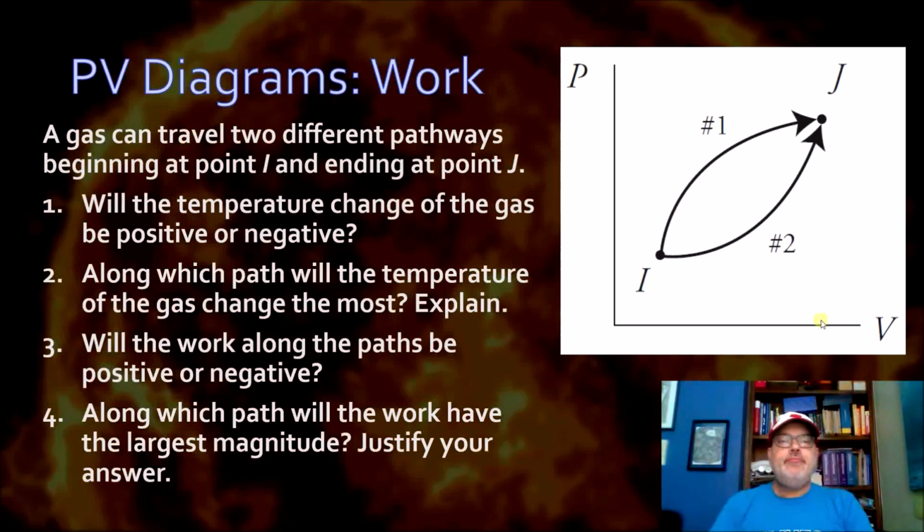All right. However, path 1 has a higher average pressure than path 2. So therefore, there will be more magnitude of work done along path 1 than along path 2. Or you could say the area underneath path 2 is smaller than the area underneath path 1. So we have a larger magnitude of work for path 1.